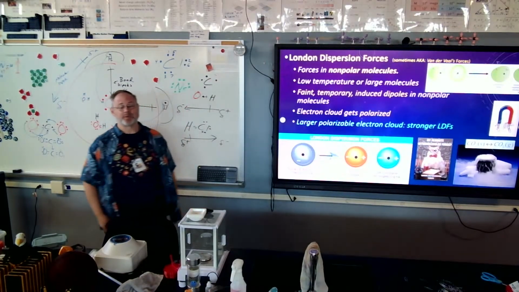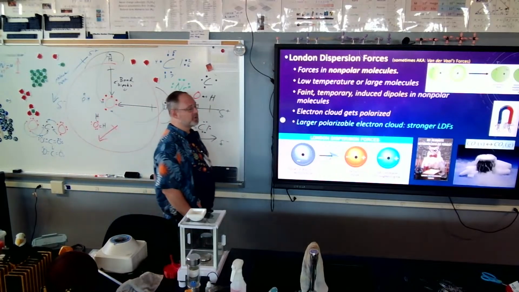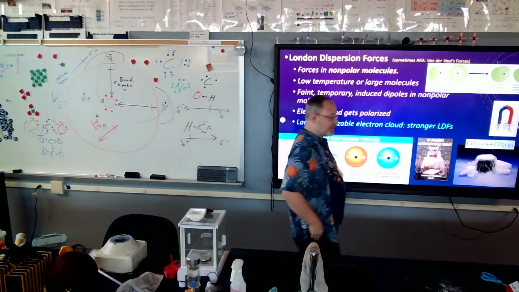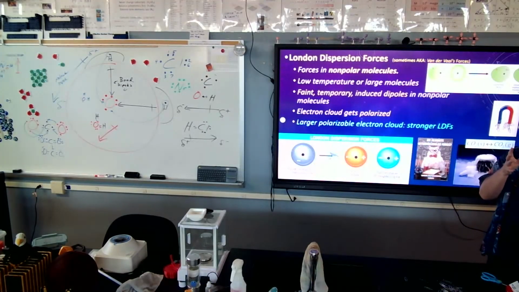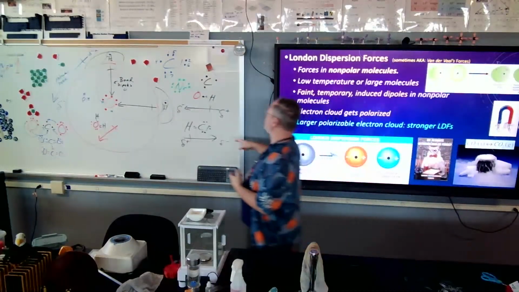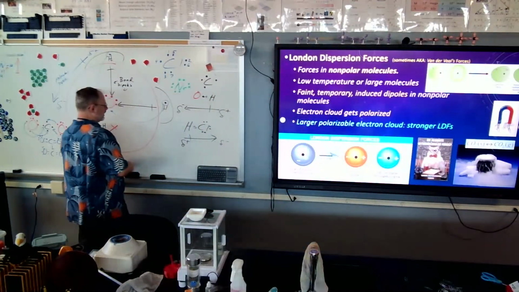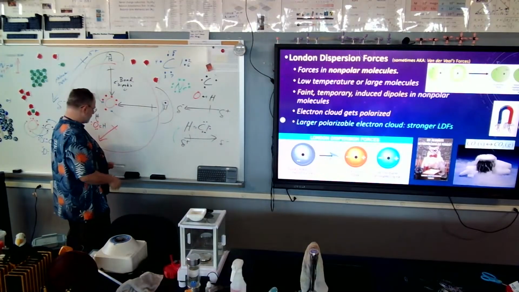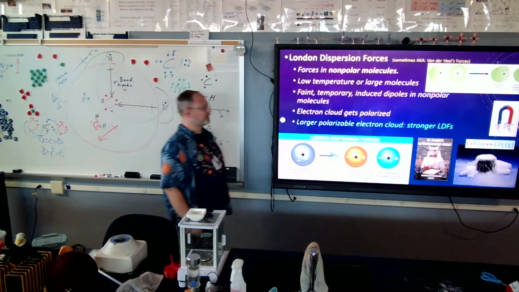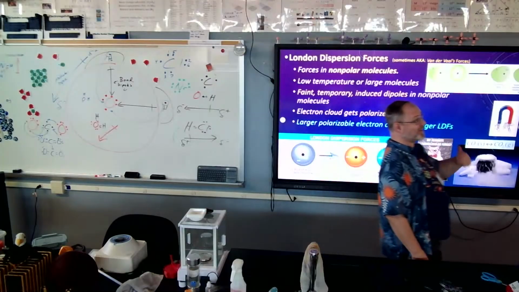Well, what really happens is the electron cloud gets polarized. The electron cloud that would ordinarily be pretty much spherical, all of a sudden isn't. It gets pushed to one side. Kind of like if you were to draw the electron cloud around this molecule, it would look a lot like this. Clearly not symmetrical. Nonpolar molecules, their electron clouds are symmetrical until they're not.